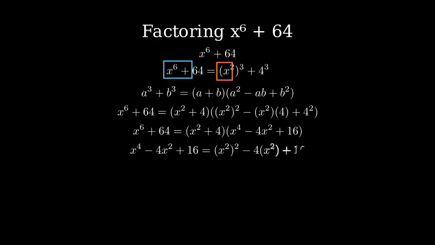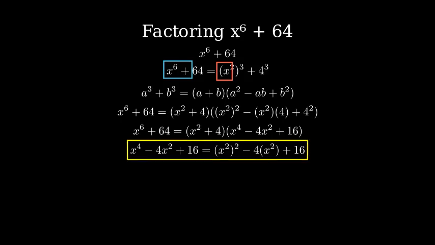However, the second factor, x to the fourth minus 4x squared plus 16, is a quadratic expression in terms of x squared. Let's try to factor it. If we let u equal x squared, this becomes u squared minus 4u plus 16, which is a perfect square trinomial. It factors as u minus 2 quantity squared, or x squared minus 2 quantity squared.